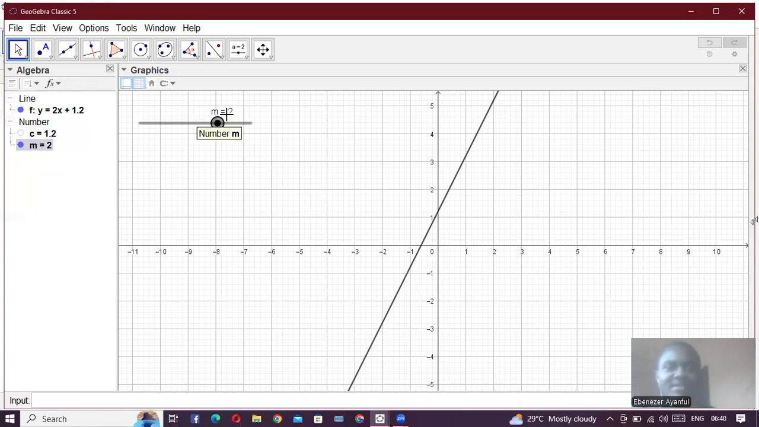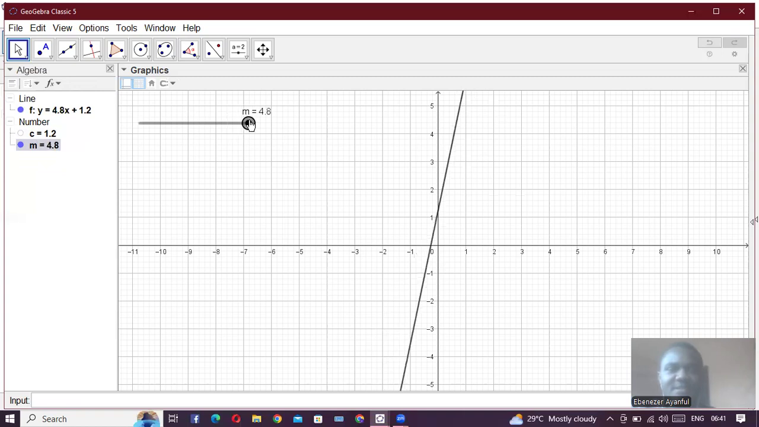So here we can say that m, the gradient, is 2. Okay, so it is positive and it is 2. It's a small number. So this is how it looks. You see that when you move from left to right, the line is increasing. And as I move further into the positives, you see that the line is still increasing, but the steepness is getting more steep.